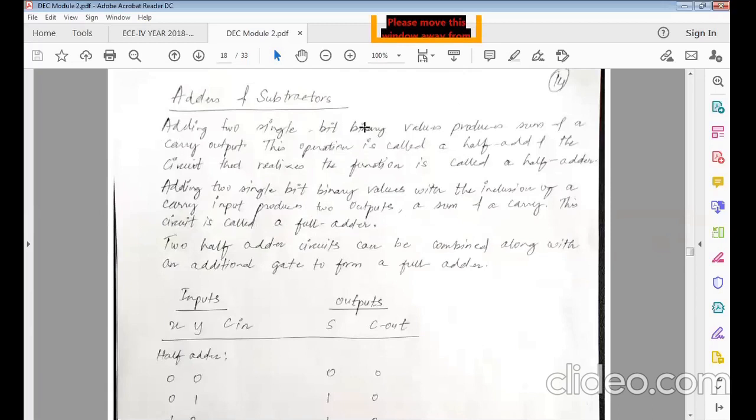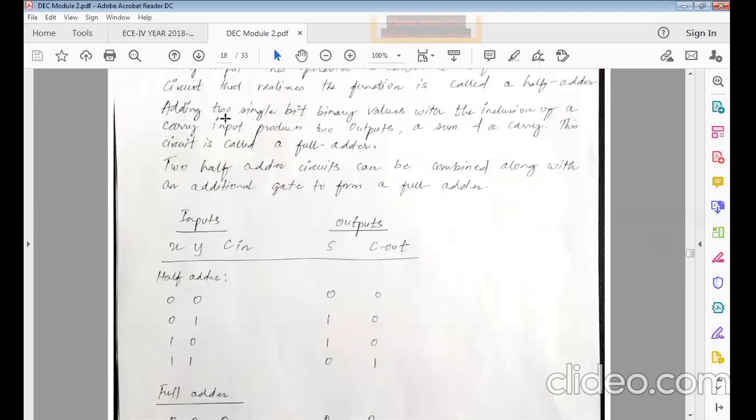Adding two single bit binary values produces a sum and a carry out. So I will always have a sum and I will have a carry out. This operation is called half adder because I have just two single bits, and the circuit that realizes the function is called a half adder circuit. Adding two single bit binary values with the inclusion of a carry input produces two outputs, sum and carry. The circuit is called a full adder.